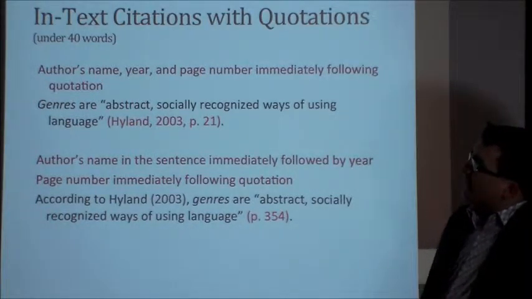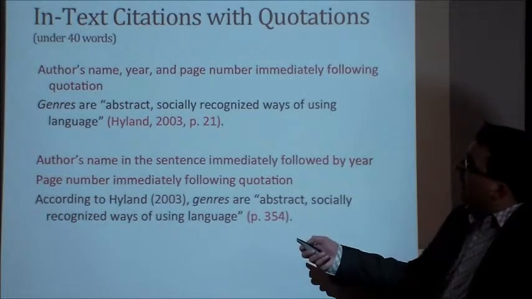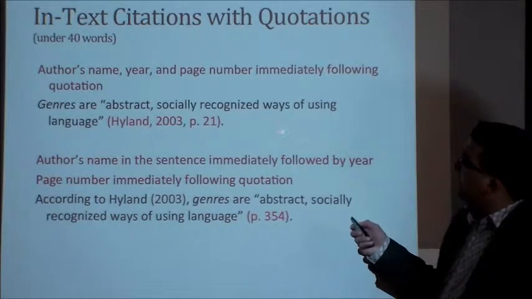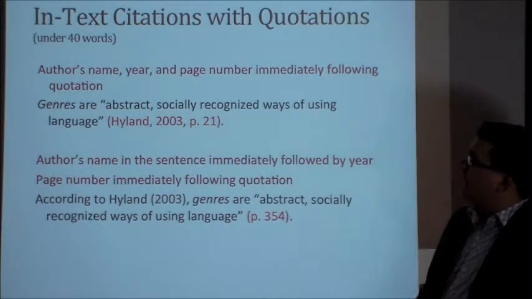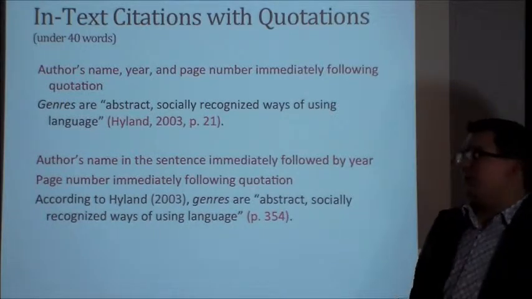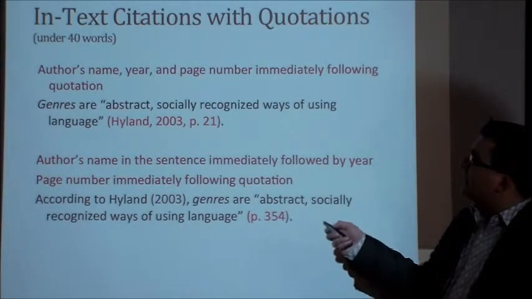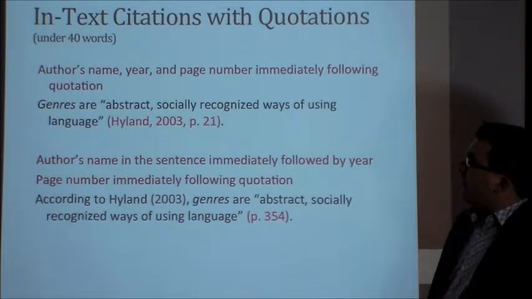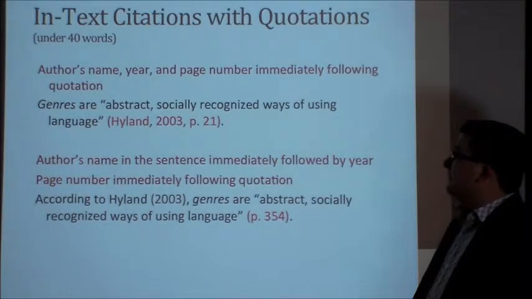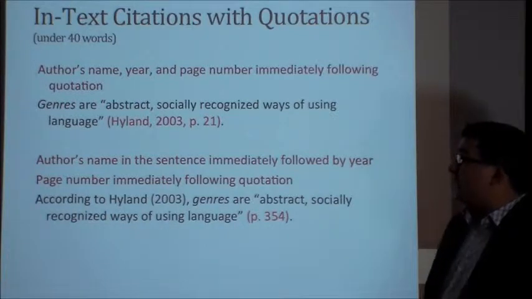In-text citation with quotations. So we have our quote right here, and directly after it we have Highland and the year, and then page 21, meaning that's where that quote is found. So if you have just those simple quotes right there, it's going to go right after it. Author's name and sentence immediately followed by the year, page number immediately following quotation.